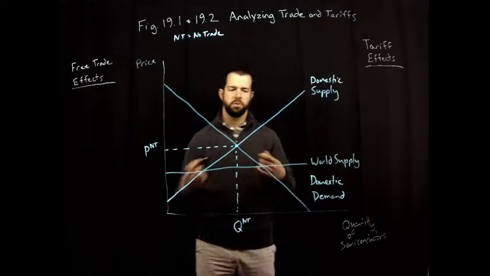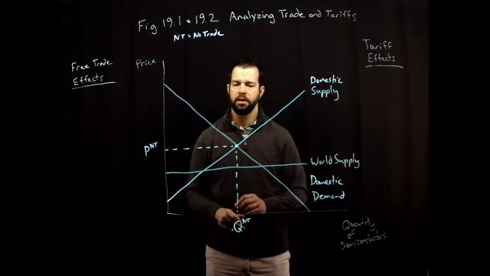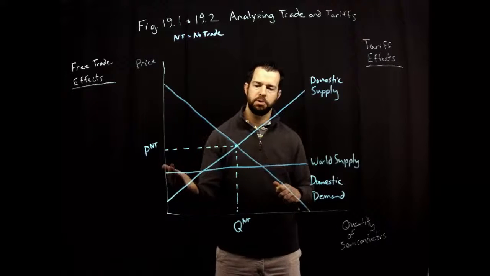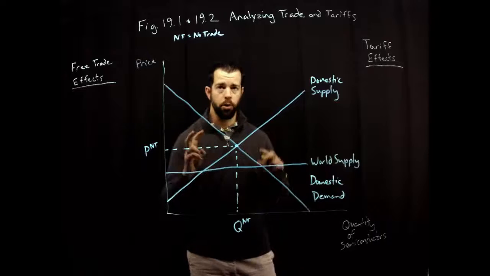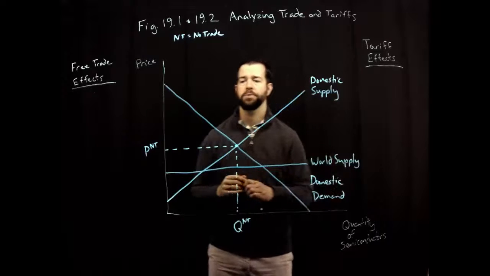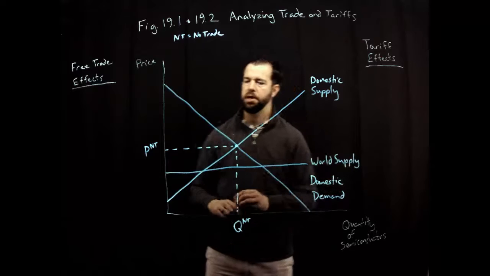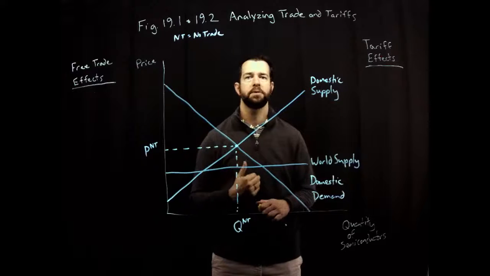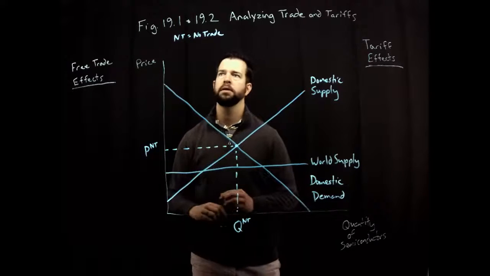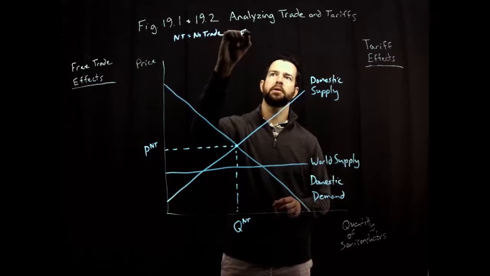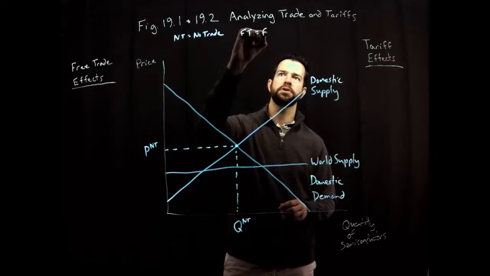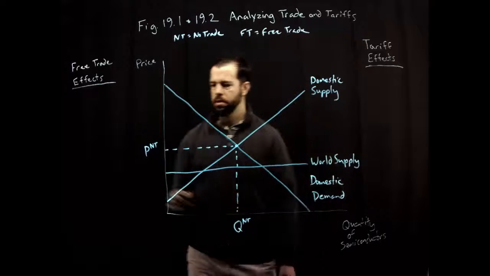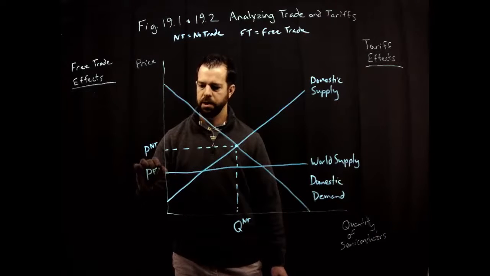Because the demand is relatively small compared to the overall world demand, basically this is the equilibrium price for the world, and domestic consumers can buy as much as they want at that world equilibrium price, shown in a different graph. So if we allow free trade to take place, the domestic suppliers will also have to accept this world price. I'm going to use a new acronym, FT, which equals free trade. And so here's our price with free trade.